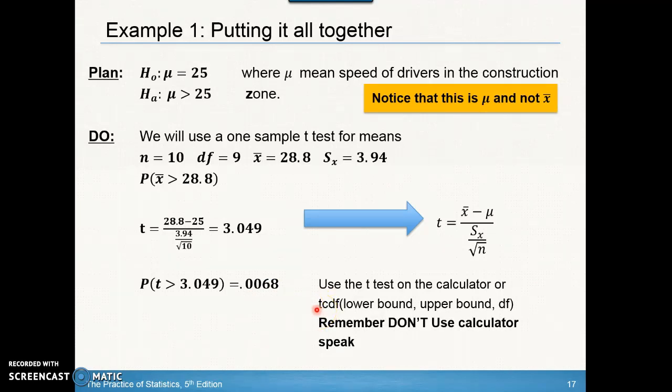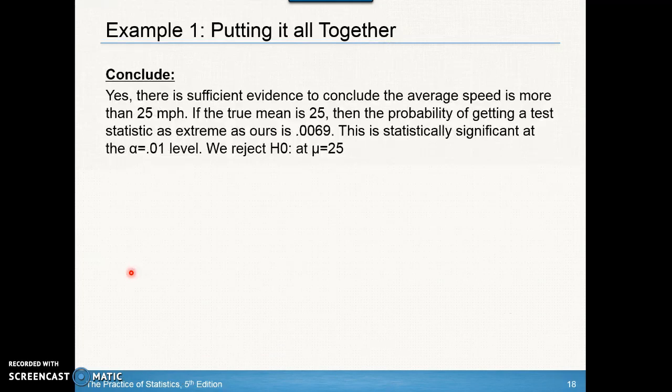So you can use your calculator to get all the answers, but this is the work that you'll need to show in order to get full credit. All right, so let's make the conclusion. Now, that was a pretty low p-value. The conclusion is going to be the same as proportions. We're just going to be replacing means with proportions, or replacing proportions with means. Yes, there is sufficient evidence to conclude that the average speed is more than 25 miles per hour.